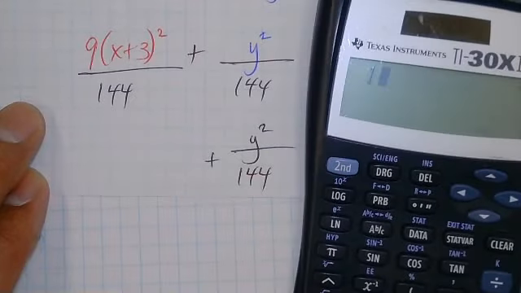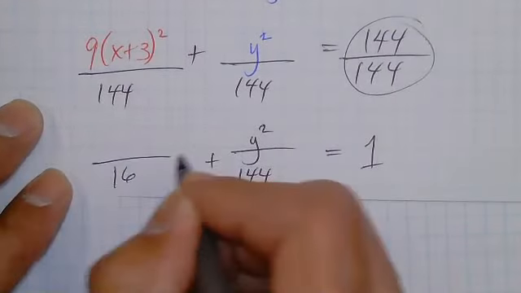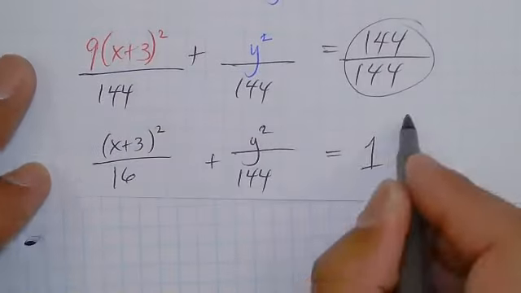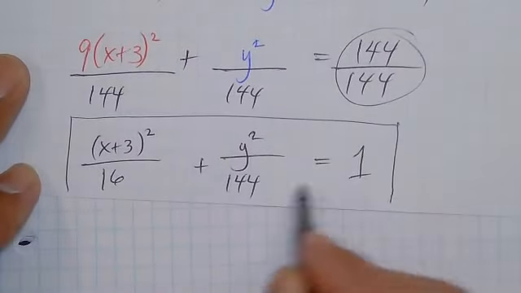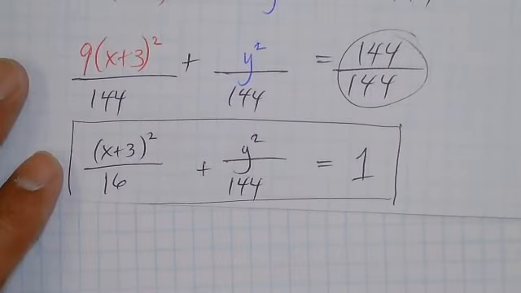16 times 9? Isn't it 36? Oh no, that's 36 times 4. Let me check. You said 16 times 9 is 144. Oh, here we go. Okay, you got it then. This is a 16. That's x plus 3 squared, right? Because these reduce. Finished. Done. Right there.